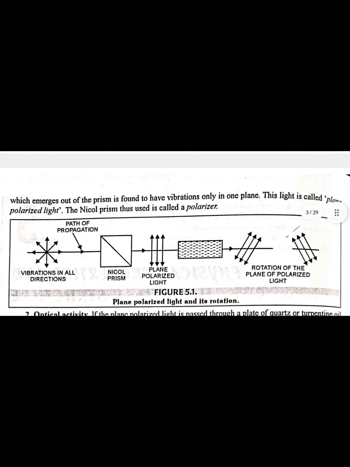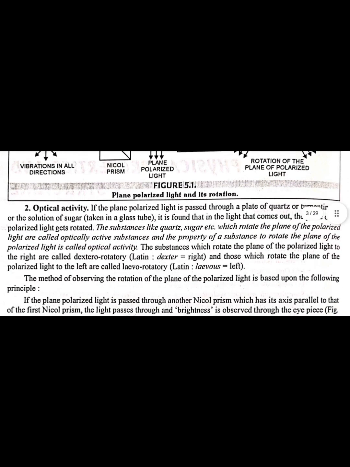It consists of a film of cellulose acetate mounted between two glass plates. The light which emerges out of the prism is found to have vibrations only in one plane. This light is called plane polarized light. The Nicol prism thus used is called a polarizer.